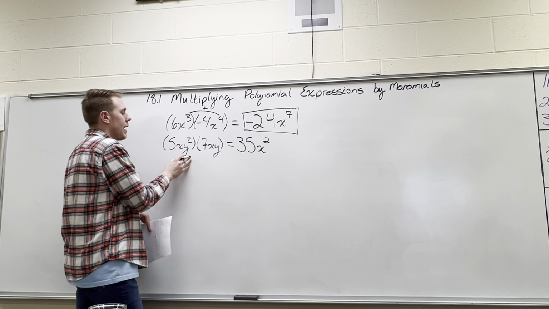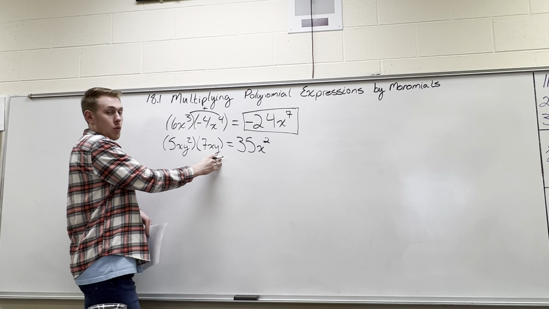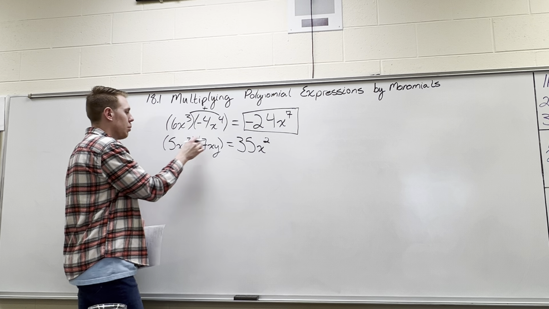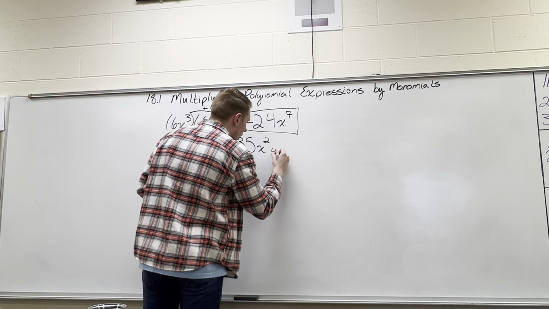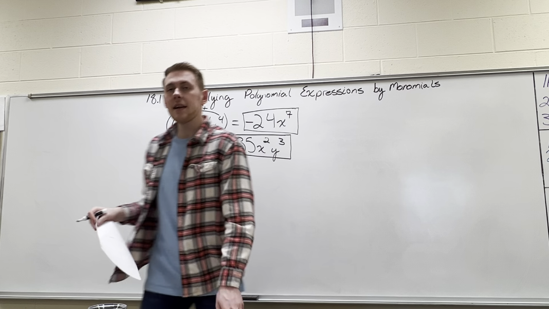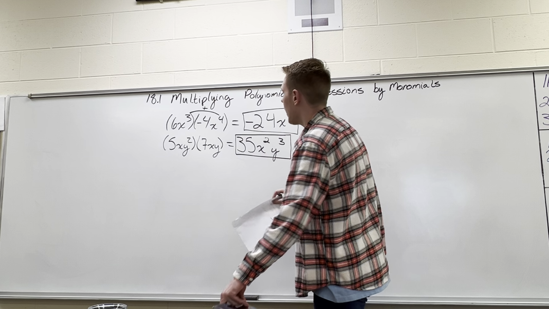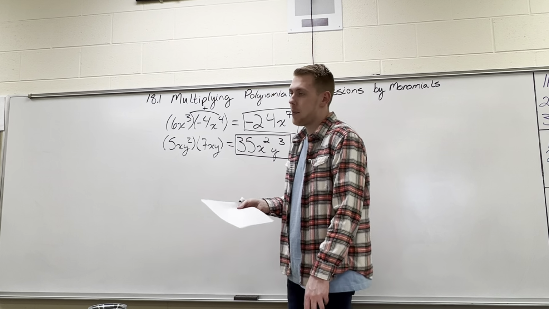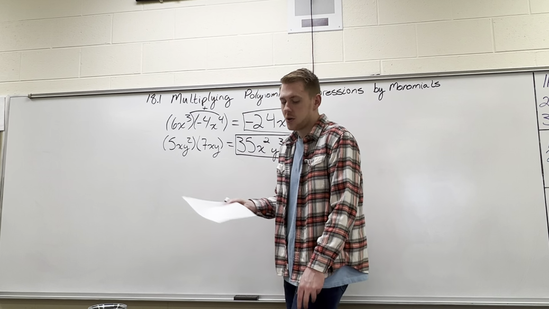Okay, now I have y squared and y. So what is y? Y to the 1. 2 plus 1 is 3. So this is y to the third. Here's your new equation. See, just like that, it's pretty straightforward. You're just multiplying your coefficients, and you are simply adding your exponents.